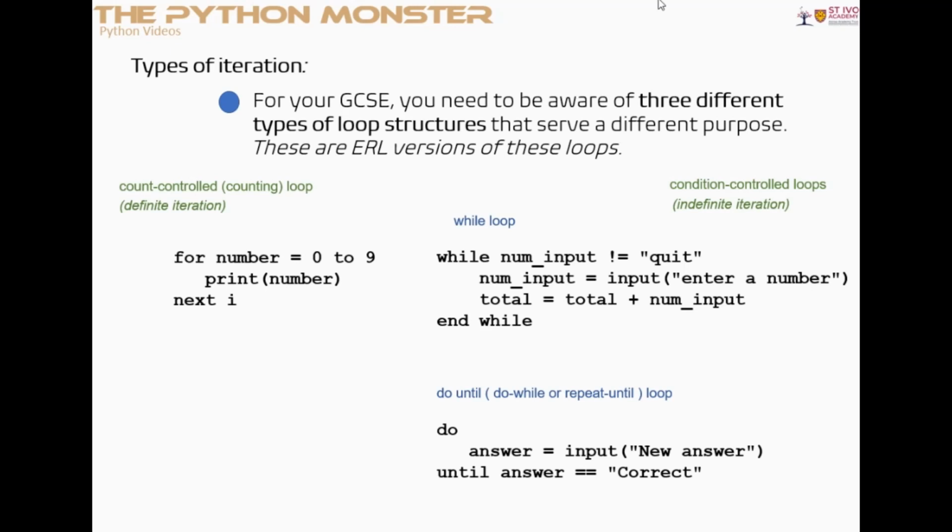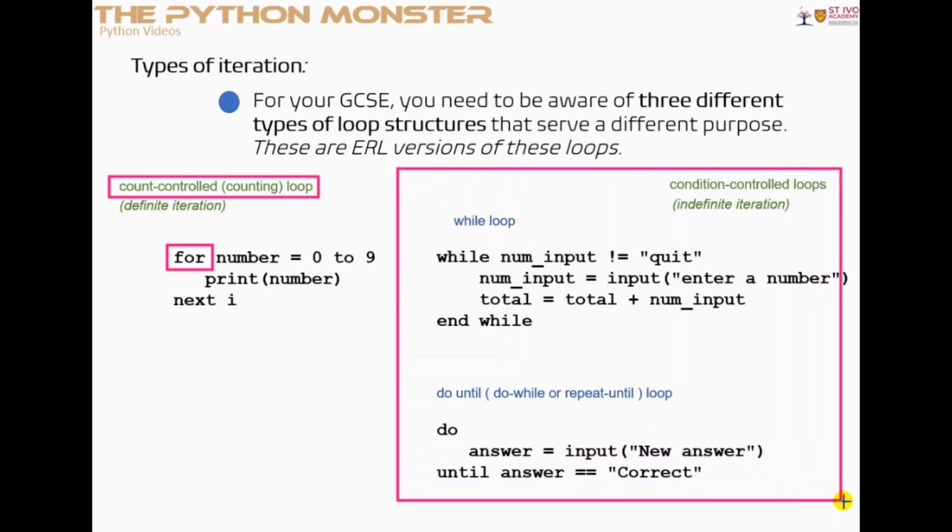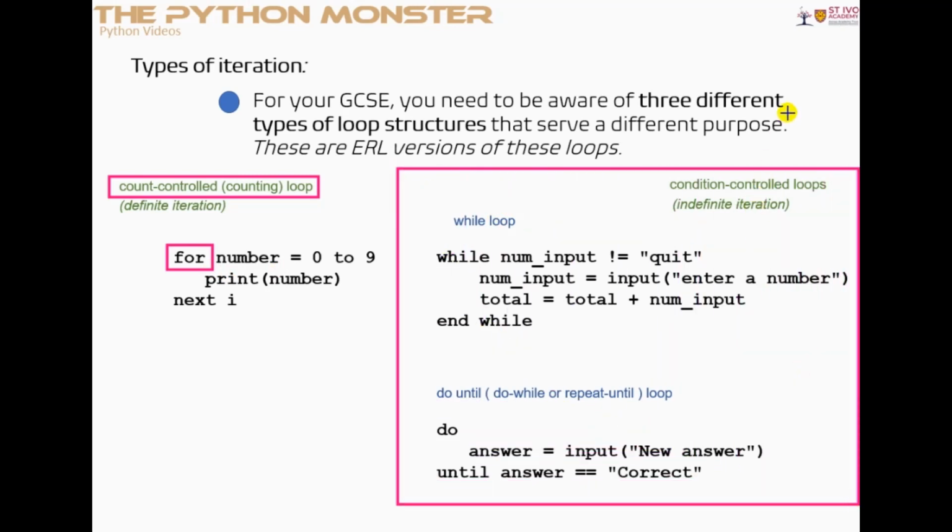So what OCR have done is they've divided or grouped the 3 types of loops into 2 groups. On the left hand side we have a type of loop called the count controlled loop. Now the count controlled loop is what most people refer to as the for loop, for obvious reasons that you can see on the slide. So there's only one type of count controlled loop. Now the other loops, there are 2 of these which you need to be aware of. They are called the condition controlled loops, one of which is called the while loop and one of which is called the do until loop.